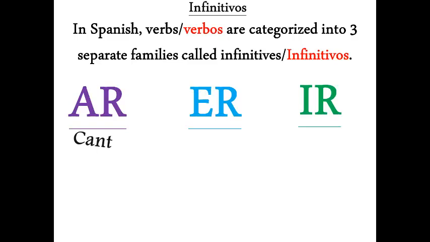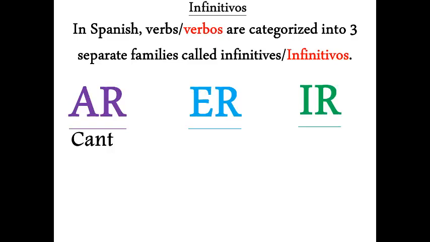Okay, so real quick, before we get into this, I'm just going to front load some information here for you. If you pay attention, in the near future, when we start to actually conjugate verbs and not use them as infinitivos, things will be a lot more clear for you.